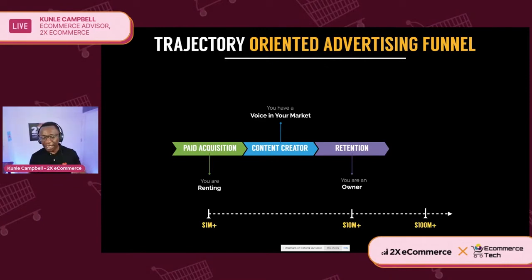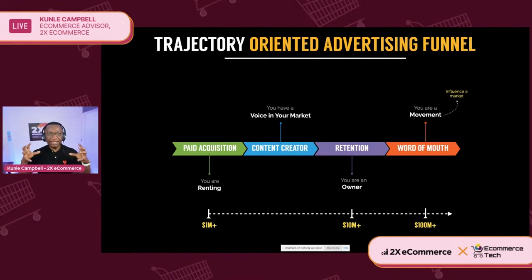And then finally, that journey from 10 to 100 million really is about becoming a movement, creating influence, influencing the market, essentially being a market leader in voice and with community. That's what you see in those examples in terms of what they're doing. They actually have a voice in their markets. They've carved out a niche in their markets.